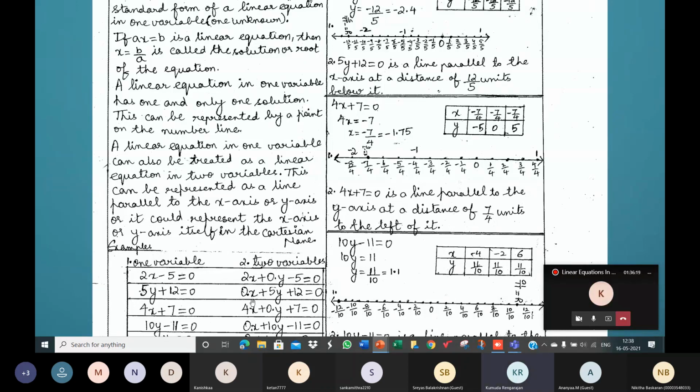So supposing x is 1. If x is 1, follow the pointer. If x is 1, 0 into 1 is 0. So when x is 1, what is y? 5y plus 12 is equal to 0. y is equal to minus 12 by 5.